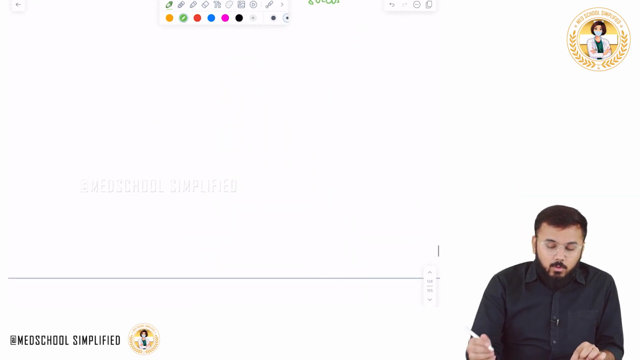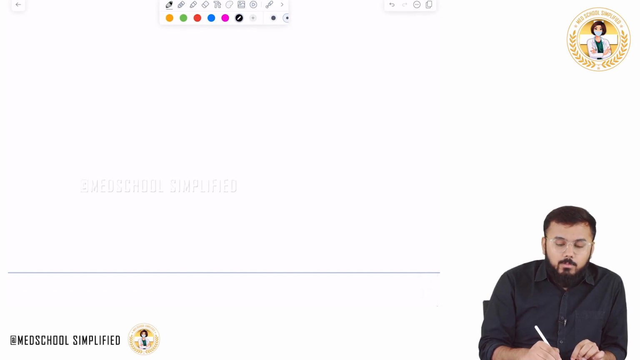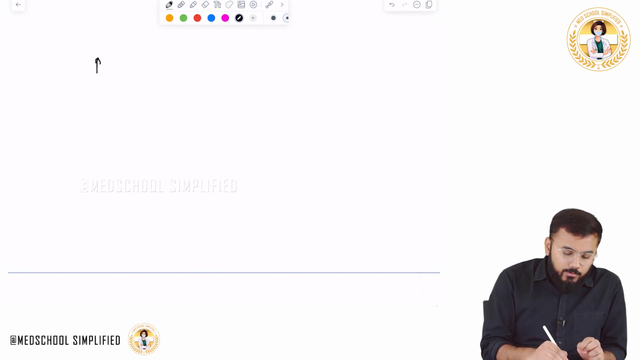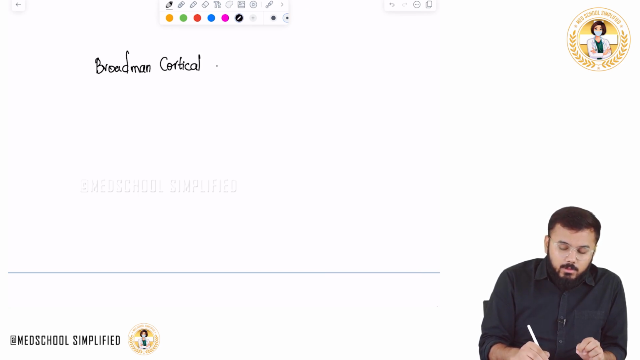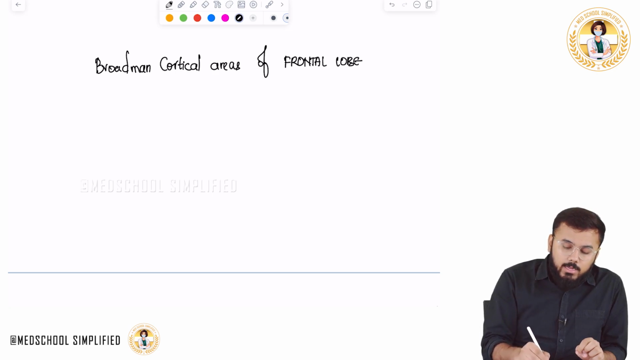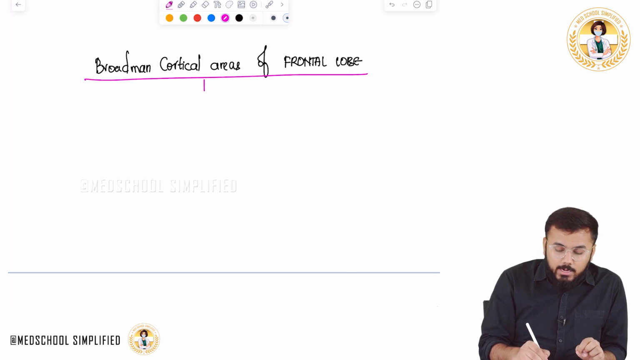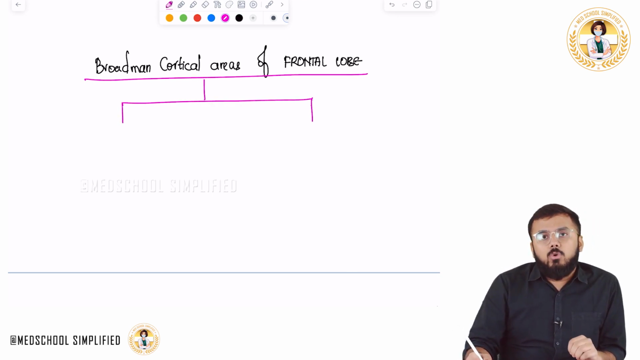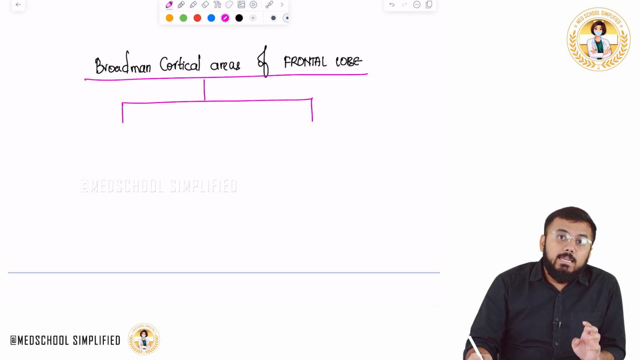What you need to know is that this is your superolateral surface and this is your medial surface. Now, when we discuss the Brodmann cortical areas of the frontal lobe, the Brodmann cortical areas within the frontal lobe are divided into two parts. So what are these two parts? One is called the prefrontal area. Another one is called the precentral area.